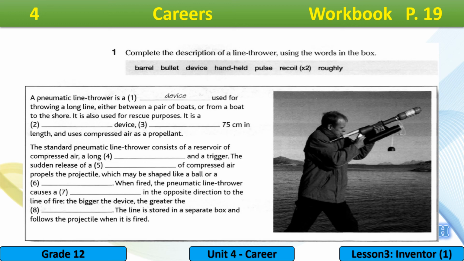Let's start with number 2. The answer is handheld. Number 3, roughly. Number 4, barrel. Number 5, pulse. Number 6, bullet. Number 7, recoil. And the last one also, recoil.